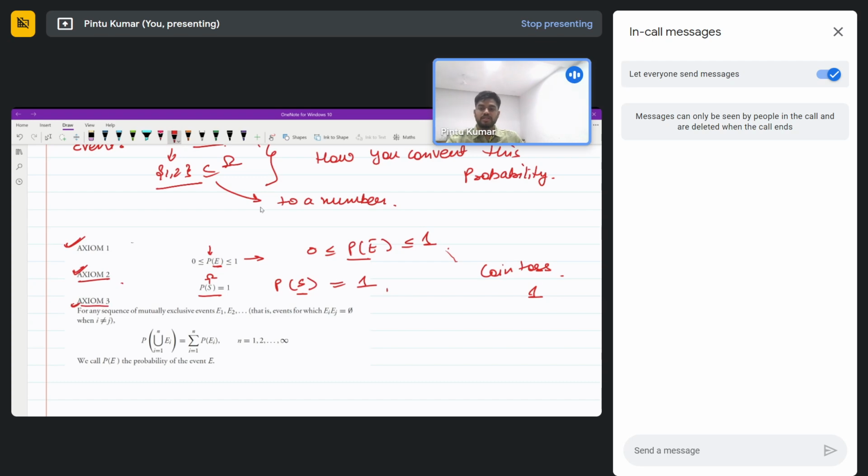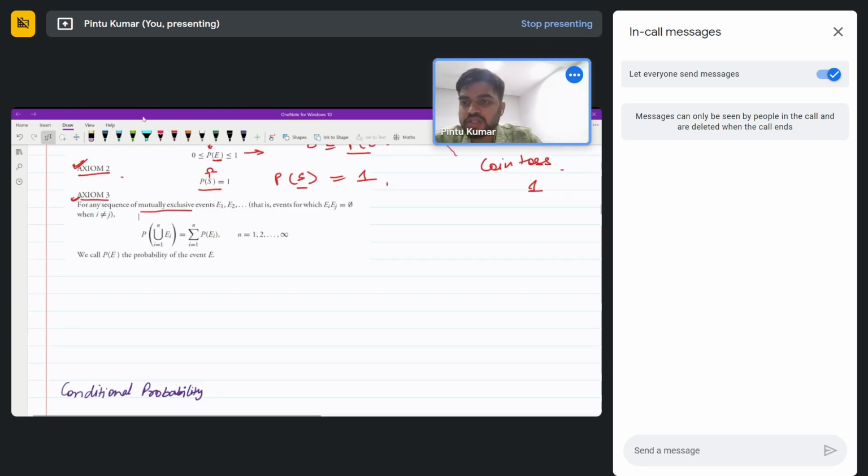Now the third axiom says that there is a term called mutually exclusive events. Mutually exclusive events are events which can't occur together. I'll just define what a mutually exclusive event is.